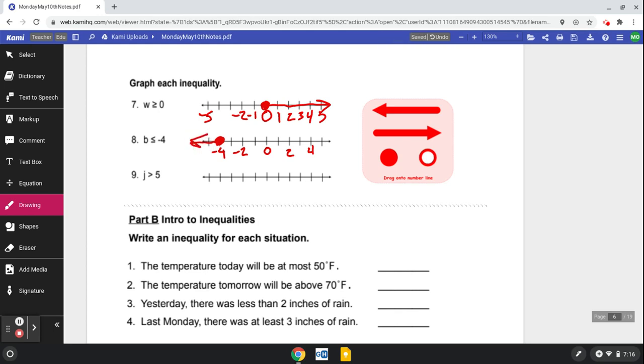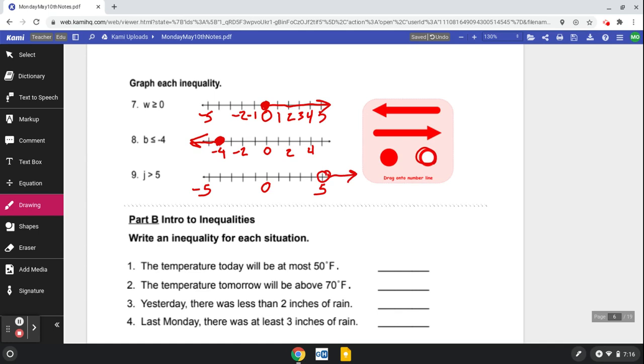All right, what do you think you're going to do with number 9? J is greater than 5. Think about that. I'm going to put some numbers down. Well, we're going to want the open circle. If they're getting greater, we're going this way.